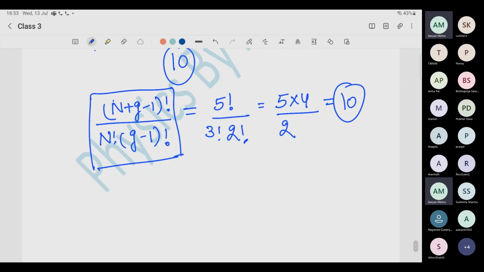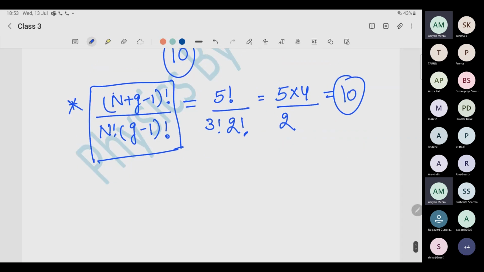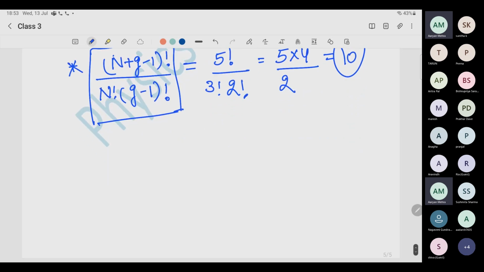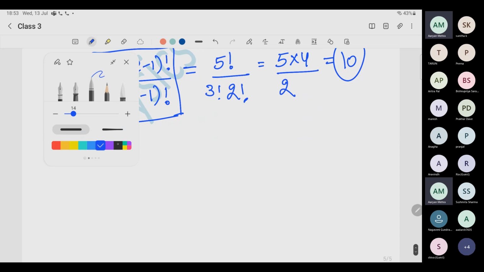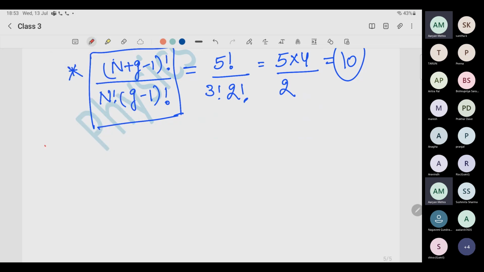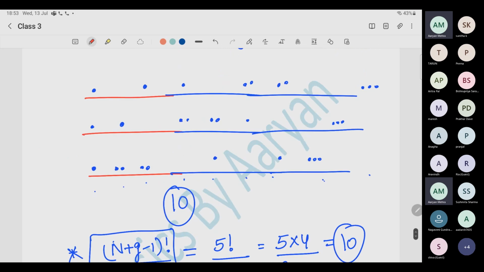Okay, so this is a formula which you should remember. So for fermions the formula is NCG, for bosons this is the formula. Okay, then comes the last, which is classical particles. Classical particles. But before coming to that, tell me what is a ground state out of all this?